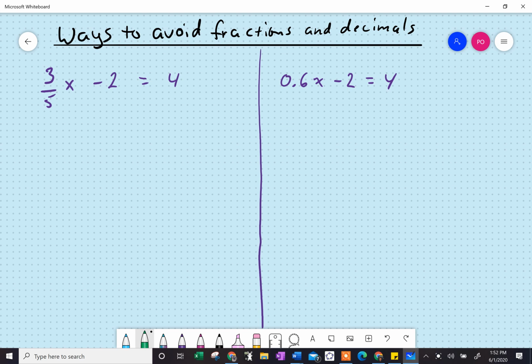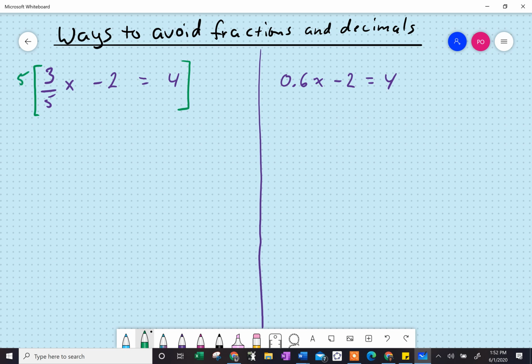I'm going to notice that everything here is really over 1, except for my 3. It's really over 5. And so what I can do is, I'm going to ignore those for now. And I'm going to say, all right, well, I don't like that 5. So what I'm going to do is, I'm going to multiply everything by 5.